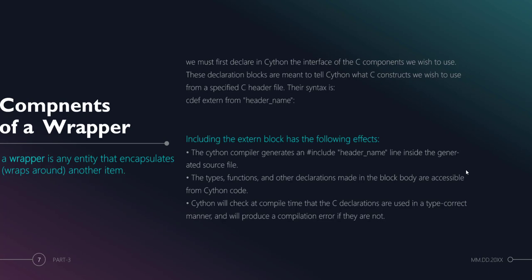What actually happens when we do this is the Cython compiler generates a #include header_name line inside the generated source code, and the types, functions, and other declarations made in the block body are accessible from Cython code in such a case. And Cython will check at compile time that the C declarations are used in a type correct manner and will produce a compilation error if they are not. So this cdef extern is a critical key line you will see whenever you're trying to create wrappers.